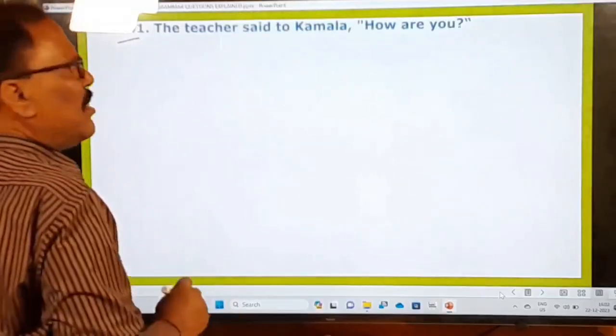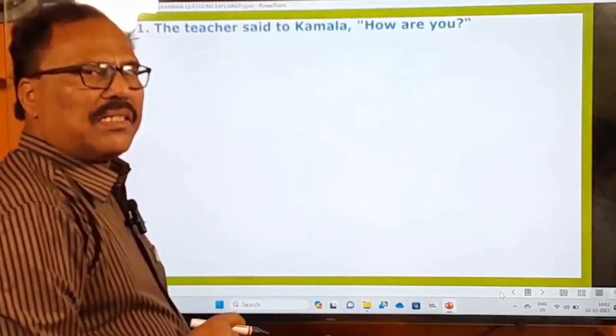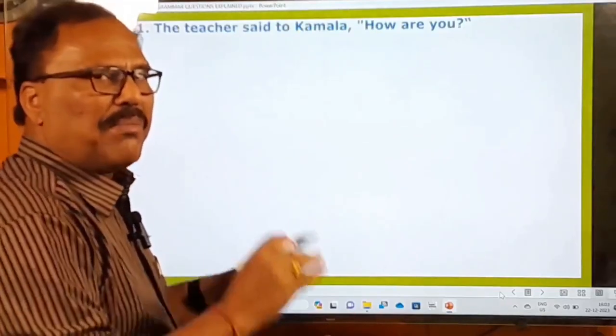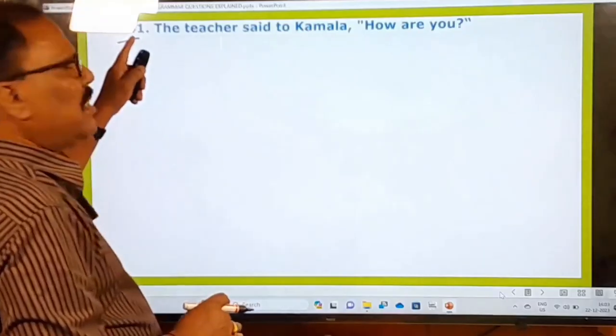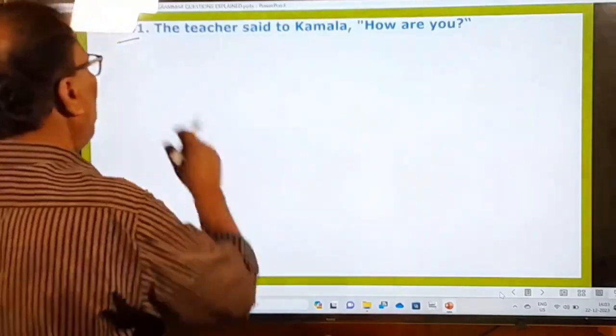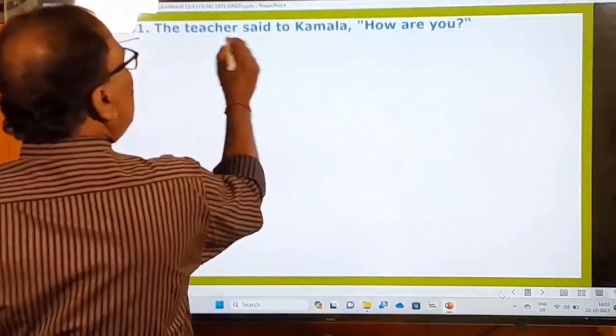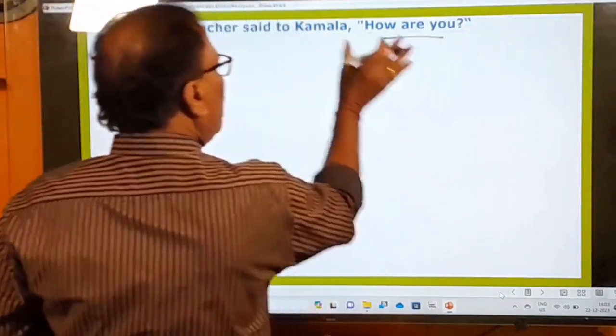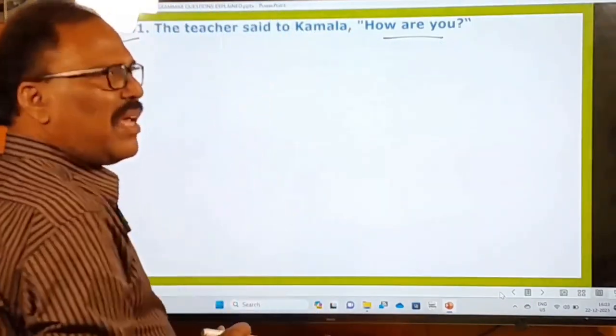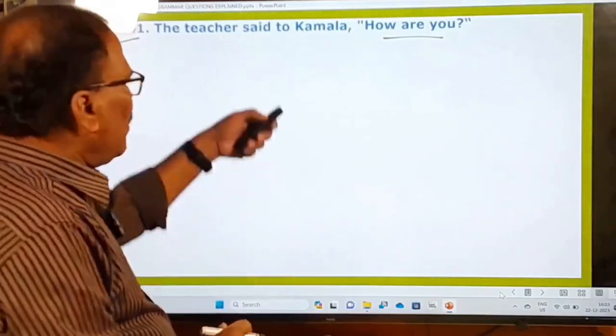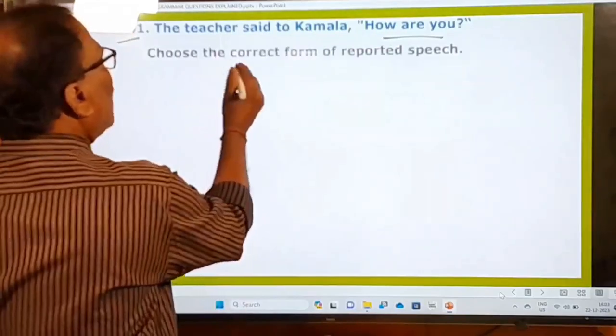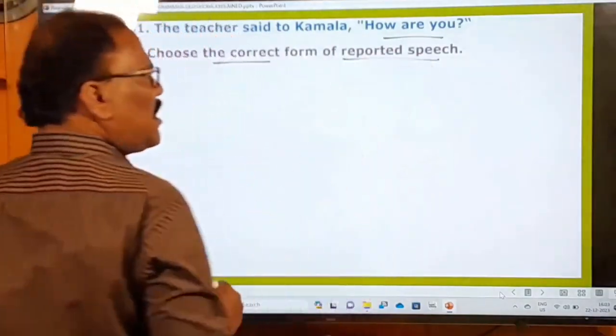41st question. So in the 2008 DSC SGT question paper, the grammar questions have begun from the 41st question onwards, right? And what is the 41st question? The teacher said to Kamala, "How are you?" So this is the question. And what is the examiner asking you to do? Let us see that also here. Choose the correct form of the reported speech.